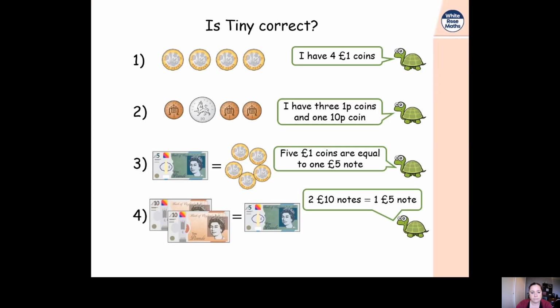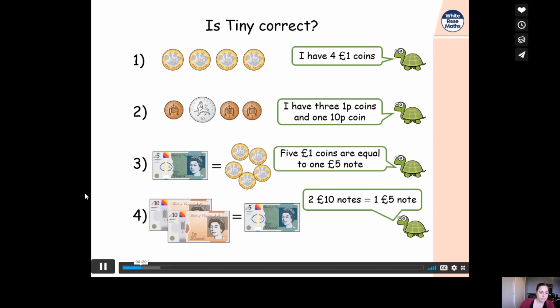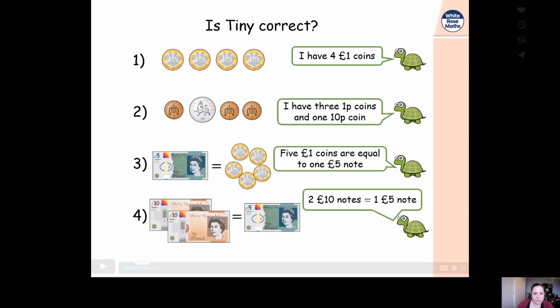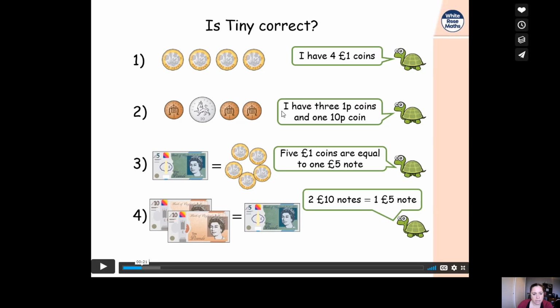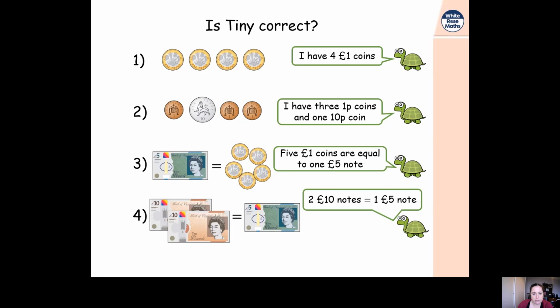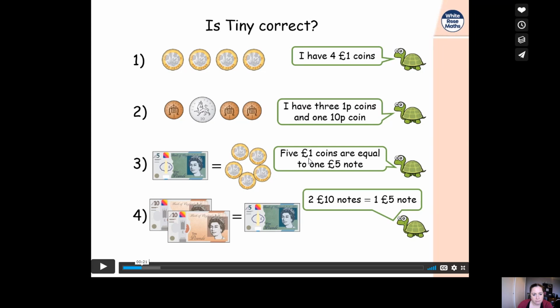Hello there. We're selecting the correct money today. But first of all, is Tiny correct here? Pause the video and have a look. Okay, so question 1 says, Tiny saying, I have 4 £1 coins. So have a think about whether that's right or whether that's not right. Here, Tiny saying, I have 3 1p coins and 1 10p coin. Is that correct or incorrect? Number 3. 5 £1 coins are equal to 1 £5 note.